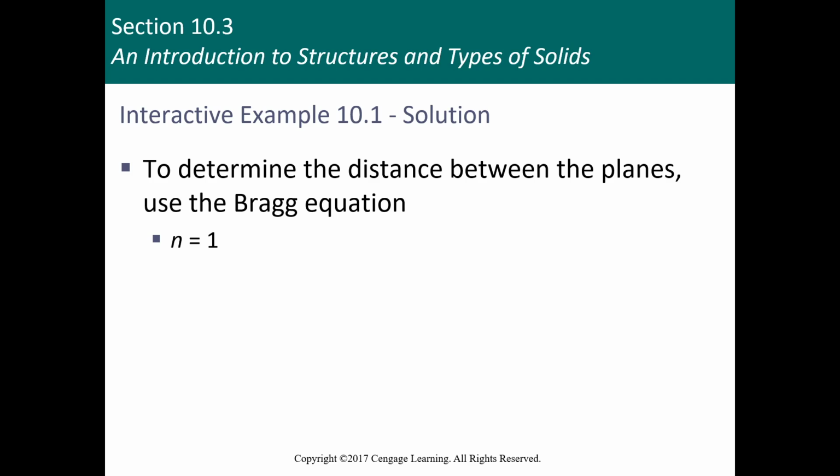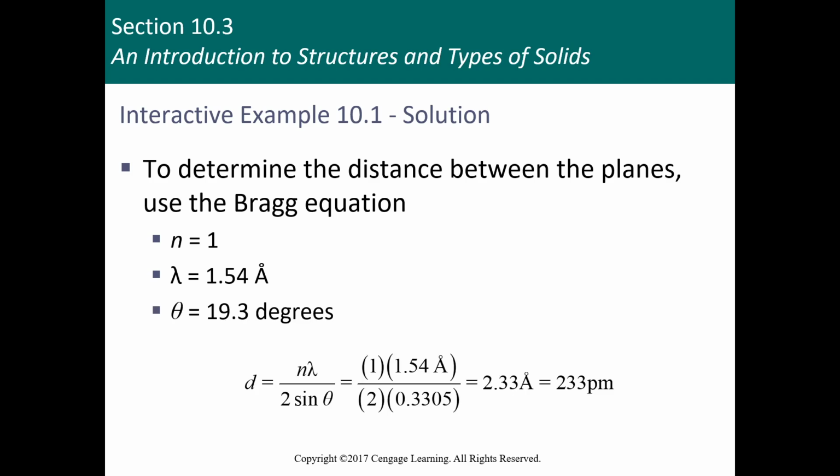Our n was given to us, n equals 1. Our wavelength was given to us, 1.54 angstroms. And we were given our angle at 19.3 degrees. And so all we have to do is take the equation we were given before and solve for d on one side of it. That means we divide over 2 sine theta. And so we plug in our values, 1 times 1.54 divided by 2 times the sine of this angle, which is this number right here, 0.3305.